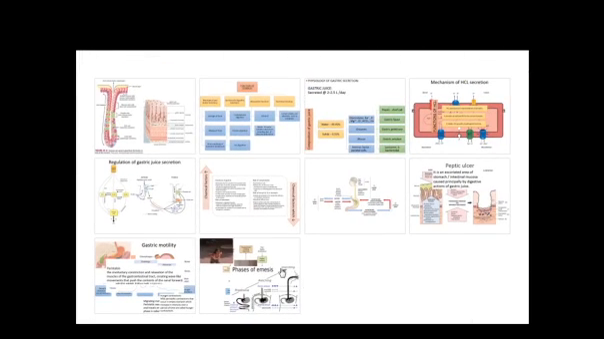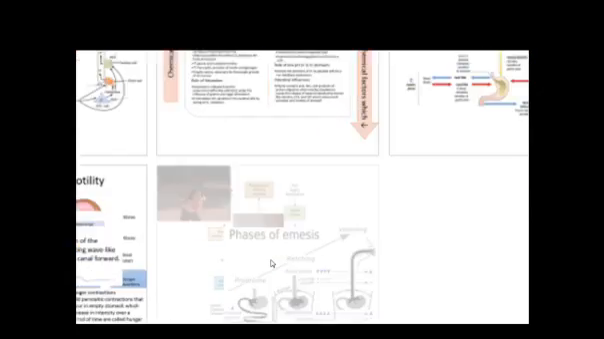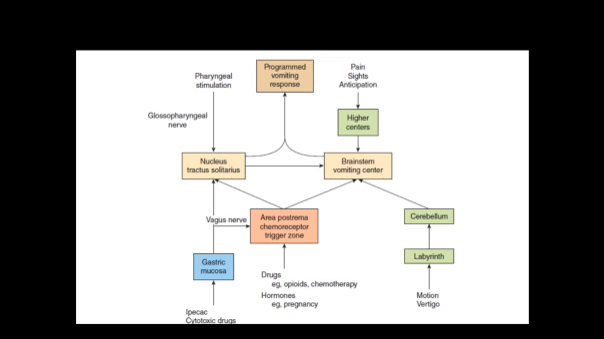Now the last part of my class is about vomiting. What is vomiting? Vomiting is the forceful expulsion of contents of the upper intestines and stomach. Now how is it done? It is mainly regulated by a vomiting center present in the brainstem.